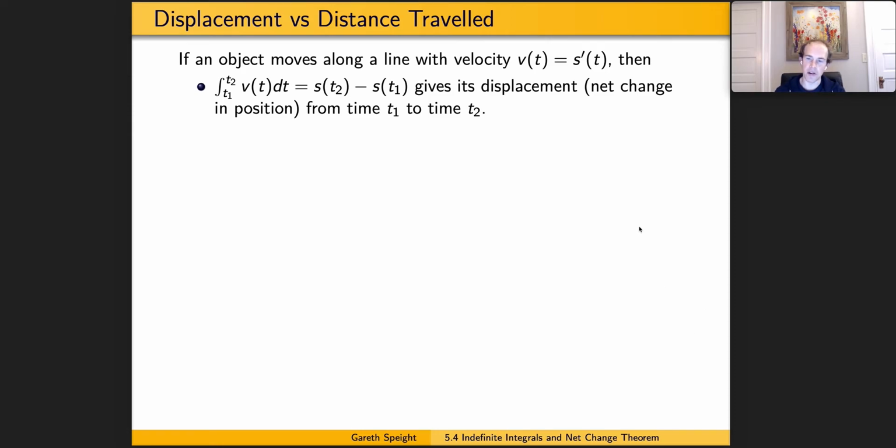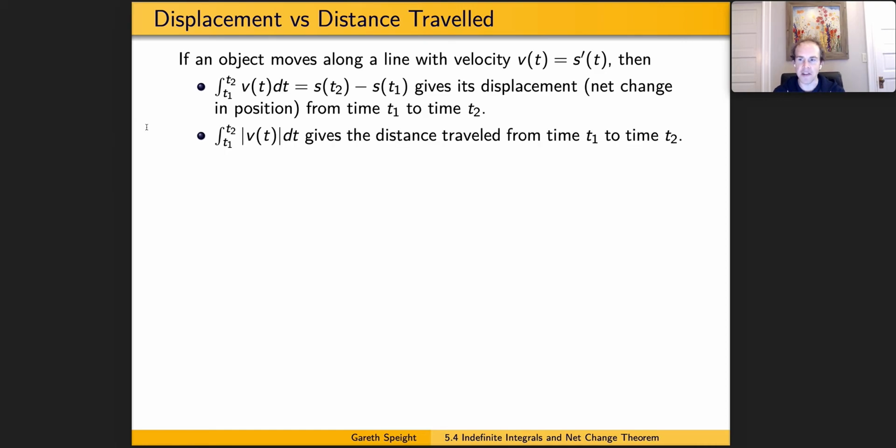Okay, so we know that velocity is the derivative of position. So if we want to integrate our velocity from time t1 to t2, then how do we integrate? We have a definite integral. We look for the antiderivative. The antiderivative is position, and we plug in the different endpoints. So we get s of t2 minus s of t1. So integrating the velocity gives the displacement. That's the change in position, or the net change in position.